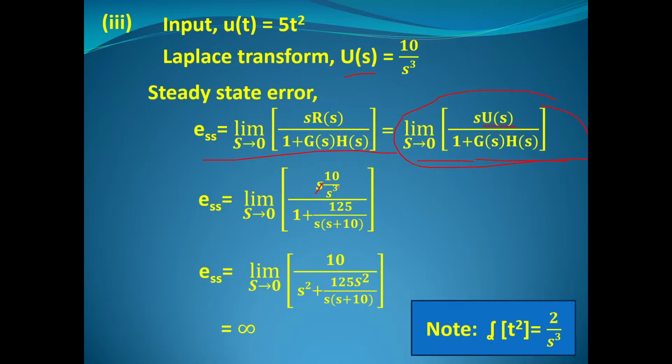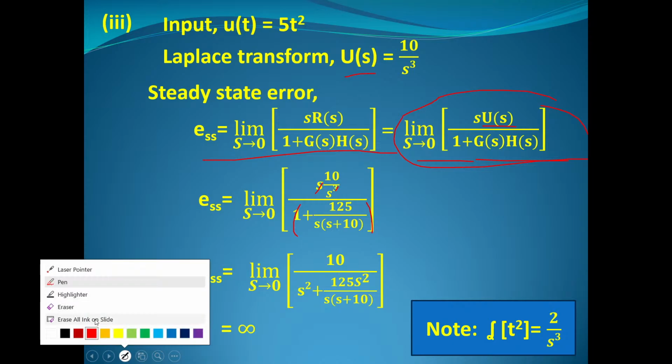Here s is there, here s cube is there. So s square is left over, so 10 divided by s square into this whole term. Okay, so you just simplify it. You will get the whole denominator term will become 0. So the numerator will become, anything divided by 0 is infinity. So the steady state error, you will get infinity.